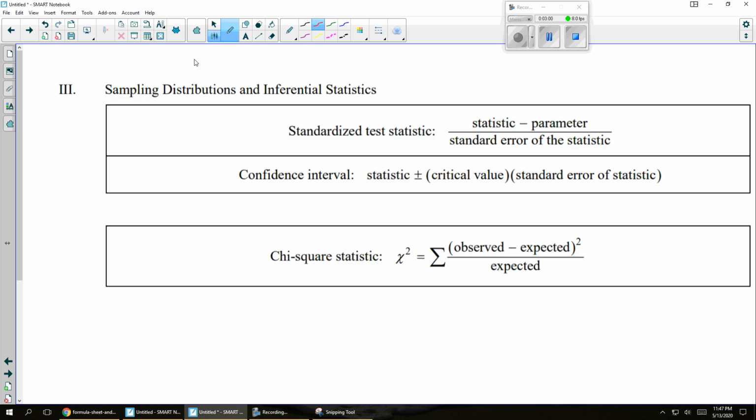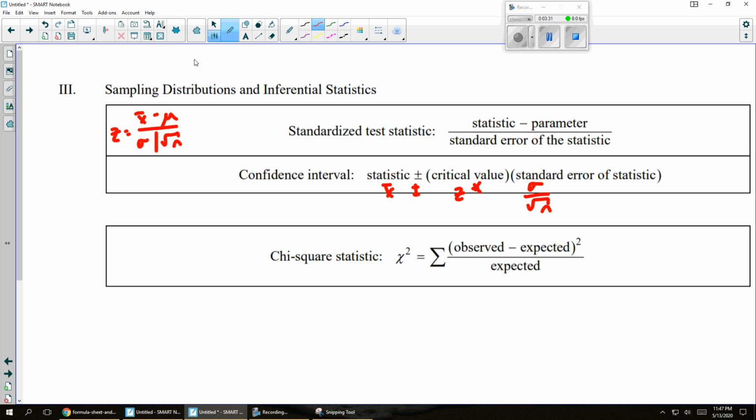Sliding into sampling distributions, the standardized test statistic is the statistic minus the parameter over the standard error of the statistic. So for example, z equals x bar minus mu over the standard error. Confidence intervals look the same way. So this, for example, could be x bar plus or minus a z star times sigma over the square root of n. Now these formulas for standard error are on another slide here.